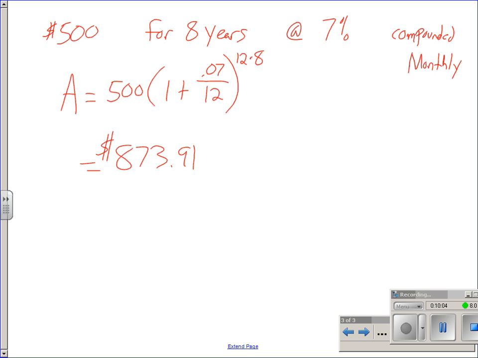Okay, not a lot of money. That percentage is actually very high. I would switch banks to get to that kind of percentage, or at least start an account there. But this is the idea of compounded interest. All right, and that is essentially it.